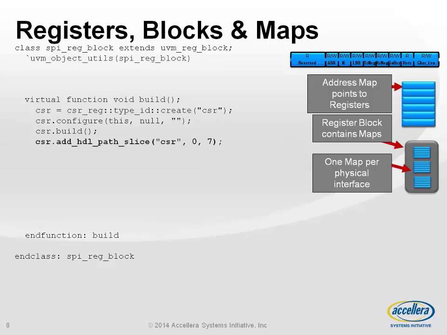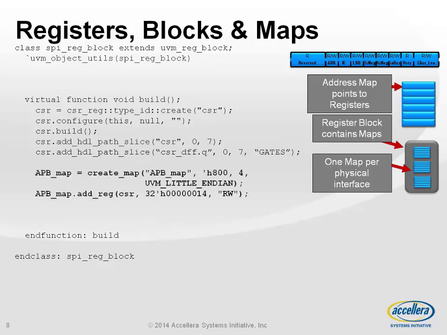So that's what the HDL path slice is. We can also add another HDL path slice for the gate representation of the device if we wanted to. So we have a different name for that. It's also 0 to 7. And then we go and create the address map.